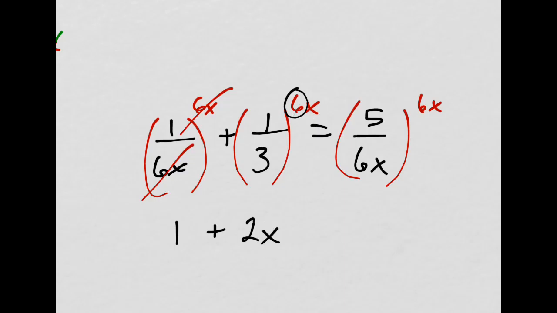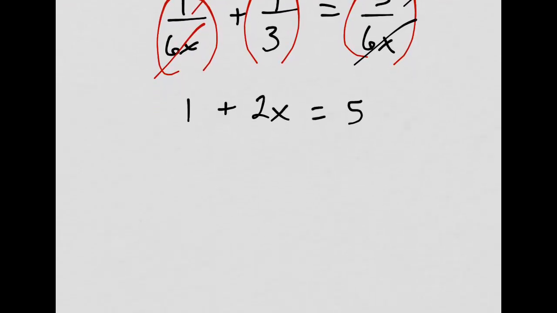2 times 1 is 2. Right? 6 divided by 3, that's 2. The x stays. 2x times 1 is just 2x. And then that cancels equals 5. This one's an easy one. Okay, and then you do minus 1.